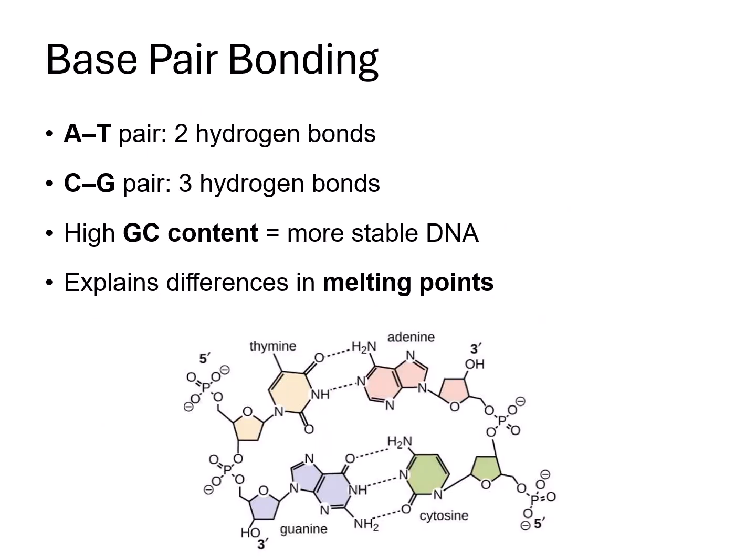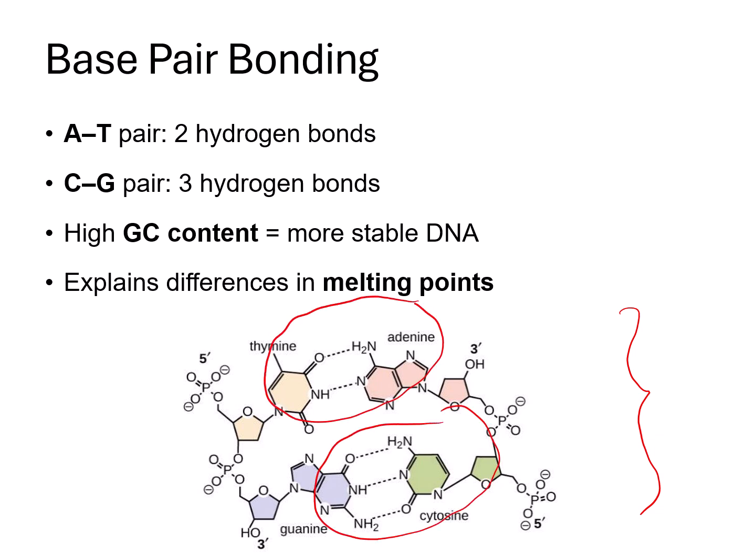And here's a closer look at our base pair hydrogen bonding. A and T pairs have 2 hydrogen bonds, while C and G pairs have 3 hydrogen bonds. This makes CG-rich DNA more stable and harder to melt, and this difference will underlie variations in DNA's melting point among different organisms.